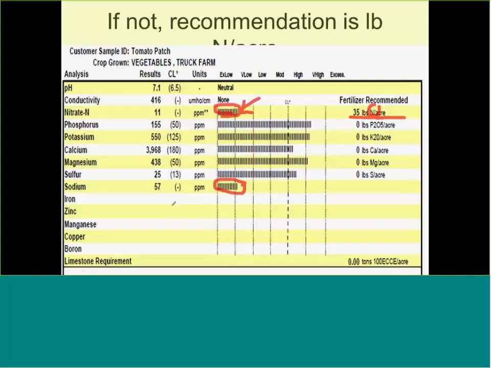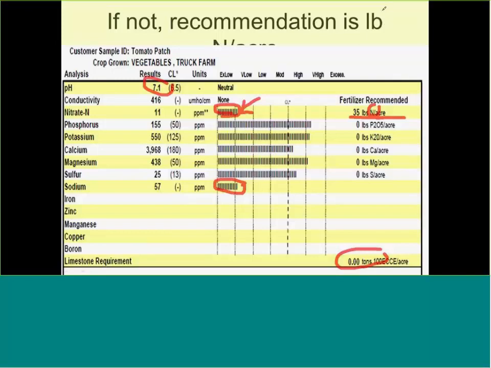Of course, they did not do a full test. They did not analyze iron, zinc, manganese. Their only concern is the primary and secondary nutrients. Good soil pH 7.1, no lime added. Hey, you can just add urea or only a source of nitrogen and have a great garden.